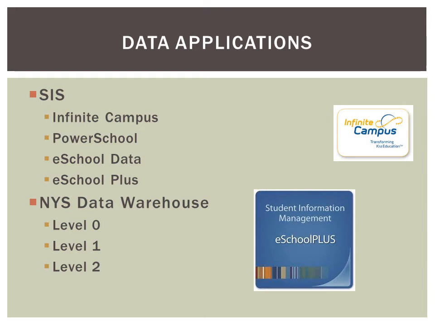They will extract a file, or many files, with student data, with assessment data, with demographic data, attendance data, and send that file to the New York State Data Warehouse, first to level 0, where it's processed and where some error checking is done. And after that error checking is done, the file is then sent to level 1, which is still at the BOCES. And then it goes to level 2, which is part of the New York State Data Warehouse. And that's also called the SIRS reporting system.